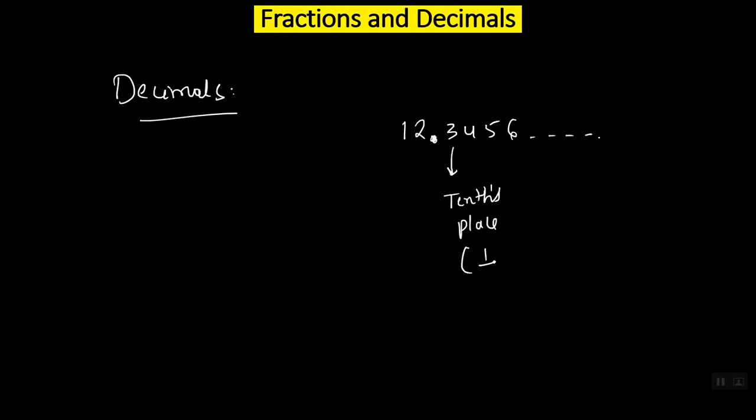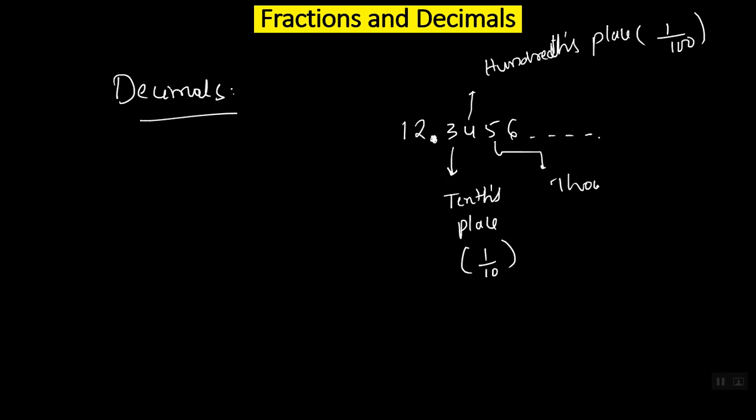It means 1/10. 3 divided by 10 gives you 0.3, isn't it? If I'm talking about this one, it can be said to be the hundredths place. So it's going to be 1 divided by 100. If you are dividing this 4 by 100, you will be getting 0.04. This is said to be in the thousandths place.